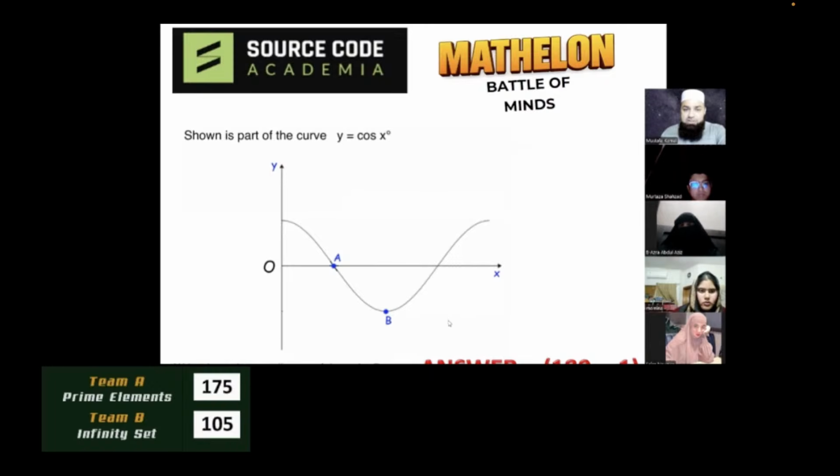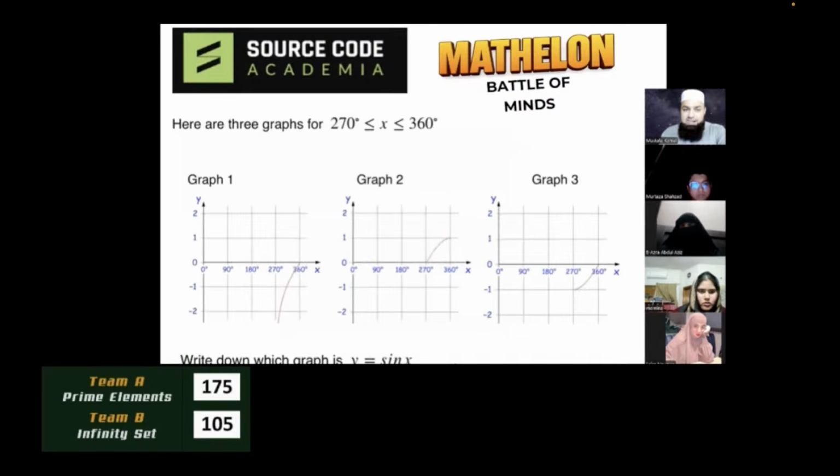The next question on your screen now. Here are three graphs for x between 270 and 360: graph 1, graph 2, and graph 3. You need to write down which graph shows y equals sine x. Team A, Momina. Graph 1. Unfortunately, graph 1 is the incorrect answer. It's graph 3. So we need to deduct 5 scores from your team.